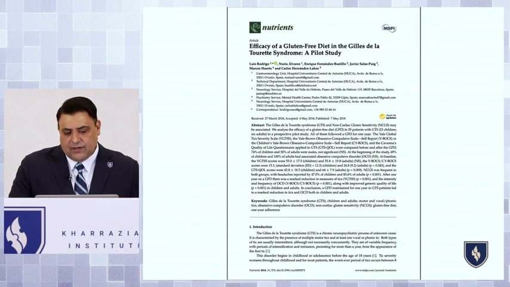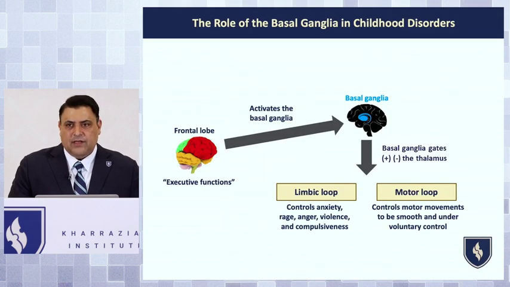And a study that was done on gluten-free diets with children that had Tourette syndrome, pilot studies showed significant change and improvement with them. So there are some connections with gluten sensitivity. Gluten sensitivity may even cross-react with the basal ganglia directly itself. There's some early indications of that.